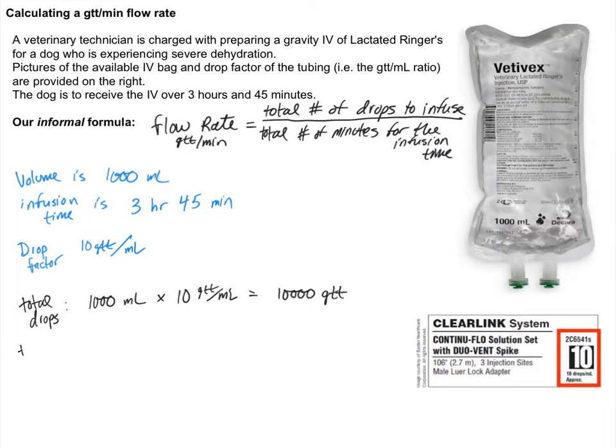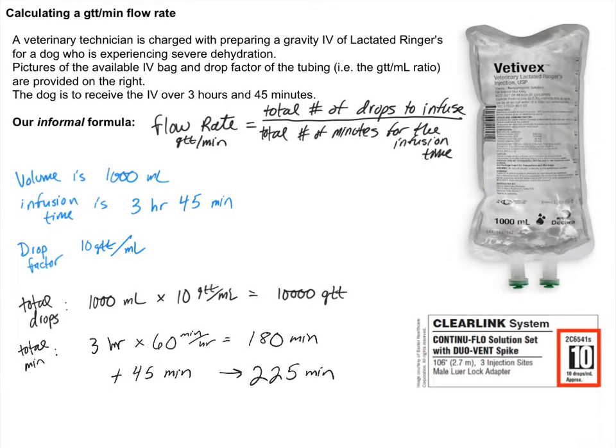So again, total minutes. Well, I have 3 hours and 45 minutes. I know that there are 60 minutes in each hour. So if I take 3 hours and multiply that by 60, because there are 60 minutes in each hour, that's 180 minutes, plus the 45 minutes that is also part of the infusion time. I get a total of 225 minutes.